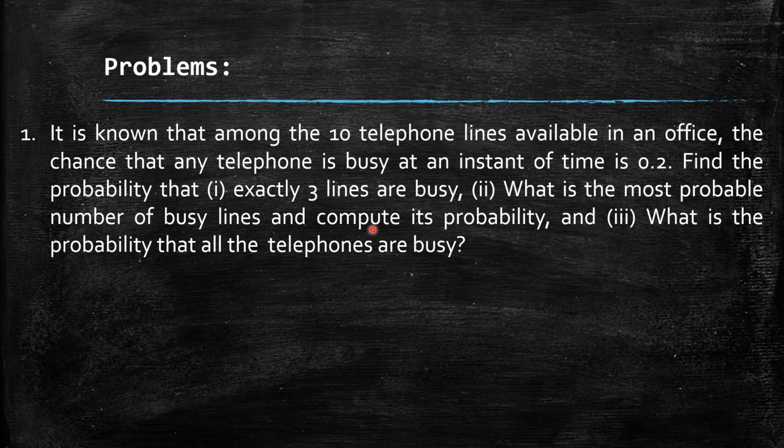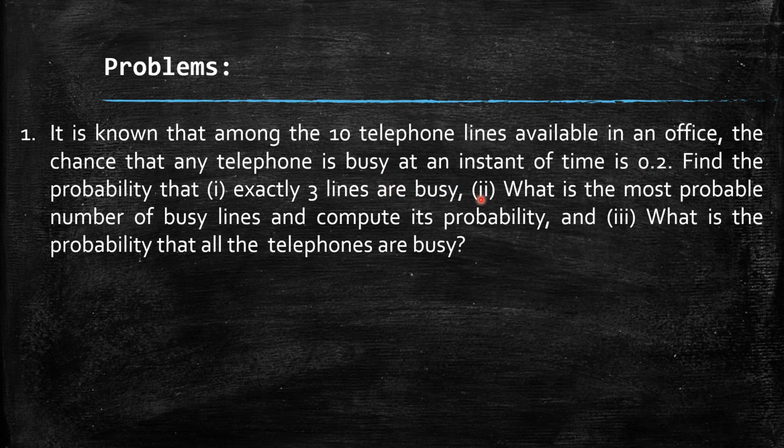So here clearly it follows the binomial variate as n is 10, that is finite, and let p be the probability of a telephone line being busy at an instant of time, that is 0.2, which is constant for each trial, and obviously it has only two outcomes, that is, lines are either busy or not busy.